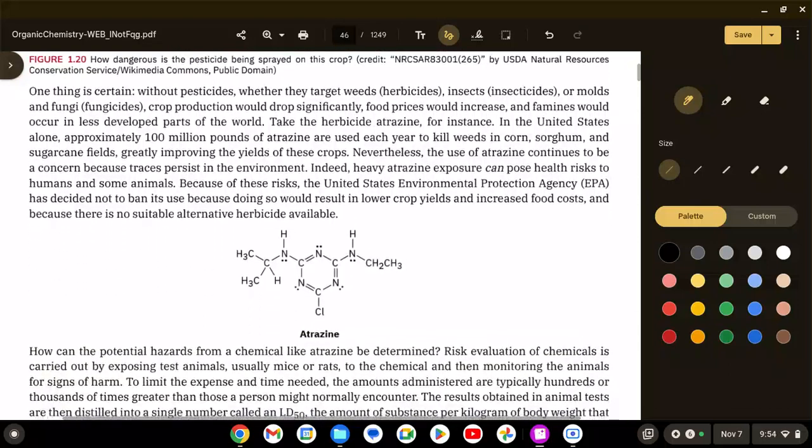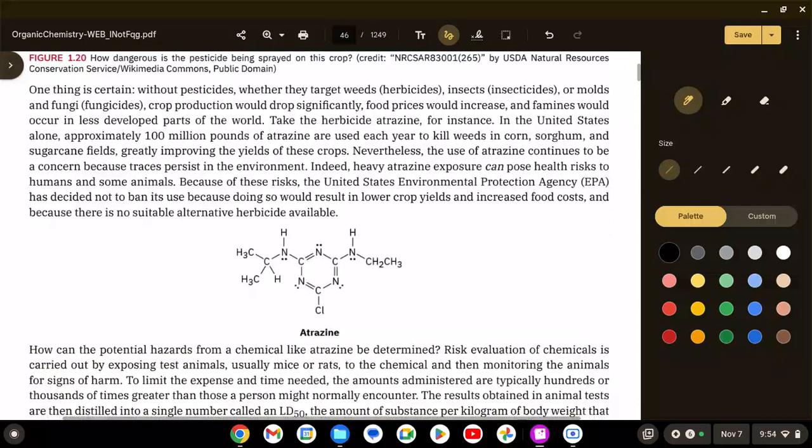One thing is certain: without pesticides, whether they target weeds, insects, or molds and fungi, crop production would drop significantly. Food prices would increase, and famines would occur in less developed parts of the world. Take the herbicide atrazine, for instance. In the United States alone, approximately 100 million pounds of atrazine are used each year to kill weeds in corn, sorghum, and sugarcane fields, greatly improving the yields of these crops.